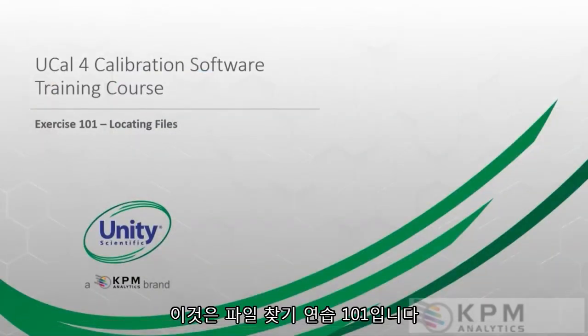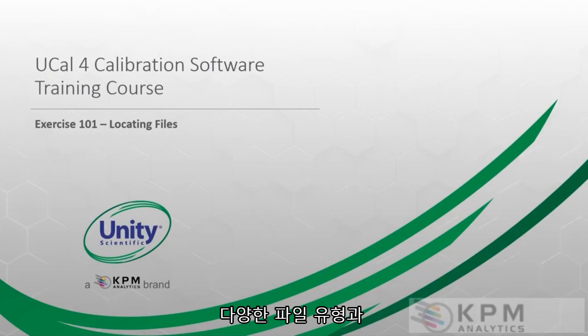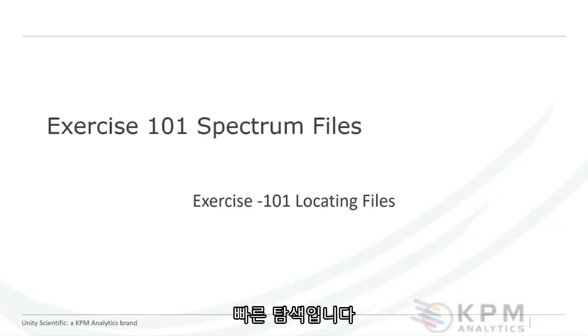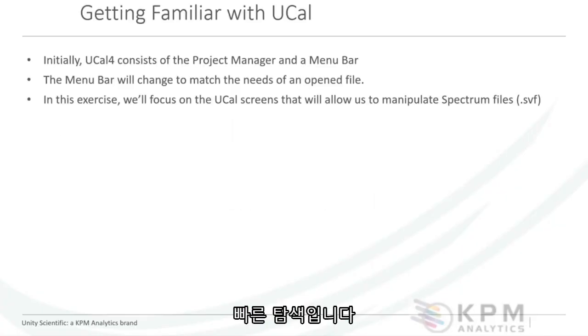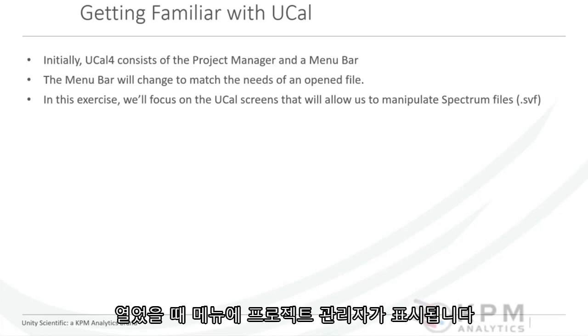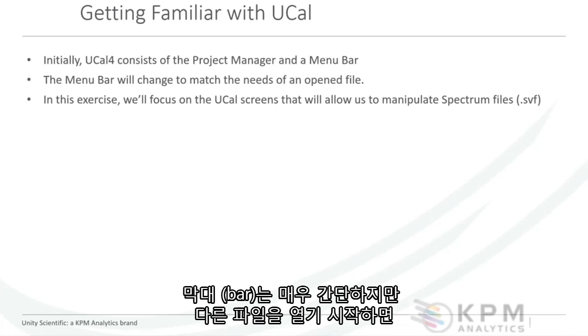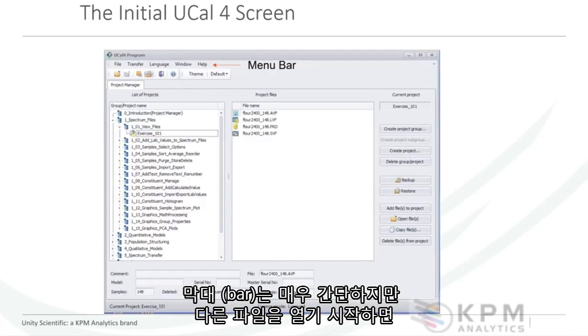Okay, this is exercise 101, locating files. This is a really quick exploration into the various file types and the user interface that we have with UCAL4 to work with those file types. When you first open up UCAL, you will see that the project manager and the menu bar are very simple. But as you start opening up different files, these interfaces change.